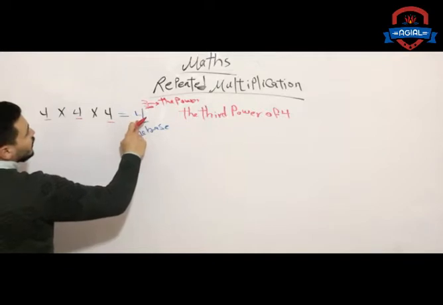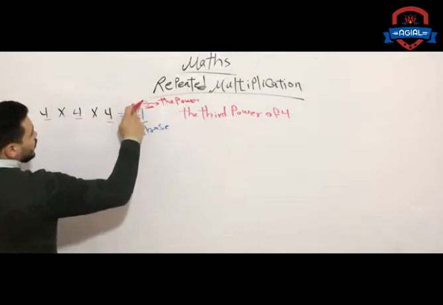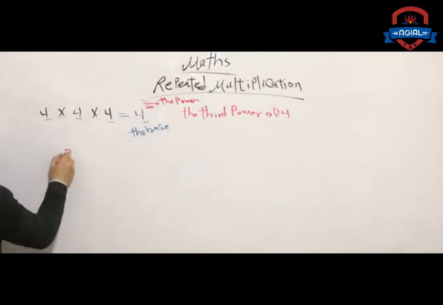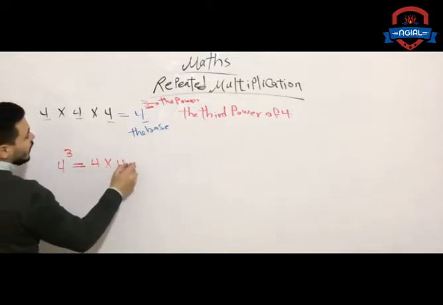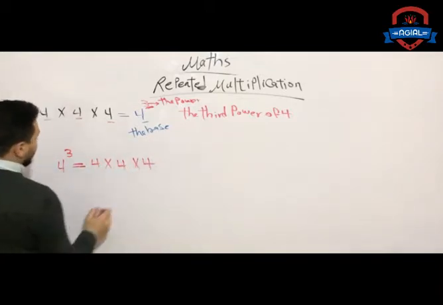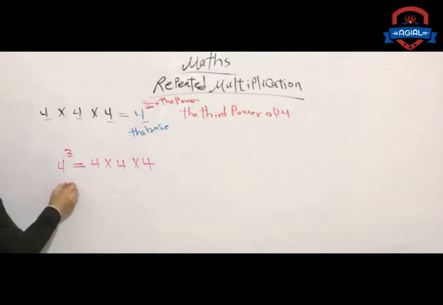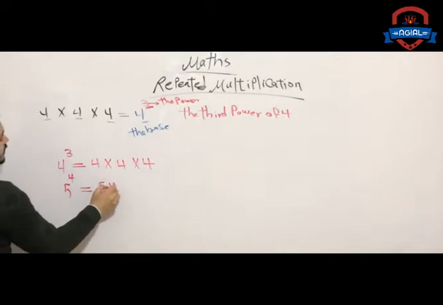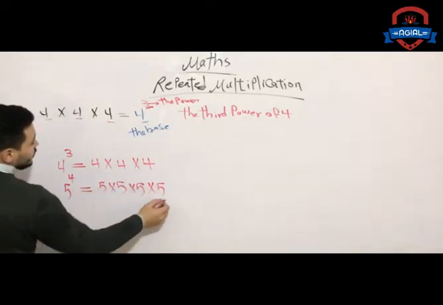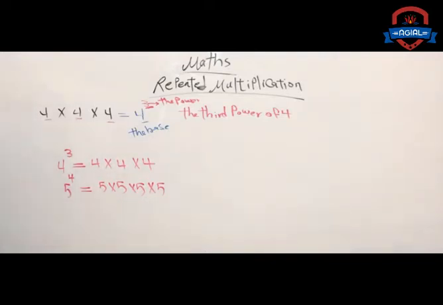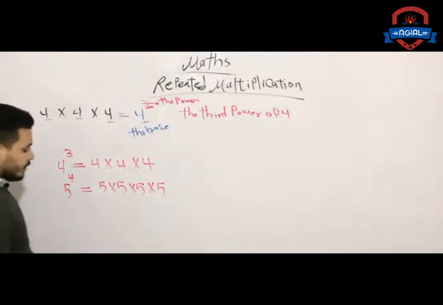So 4 to the power of 3 equals 4 times 4 times 4. And 5 to the power of 4 equals 5 times 5 times 5 times 5.